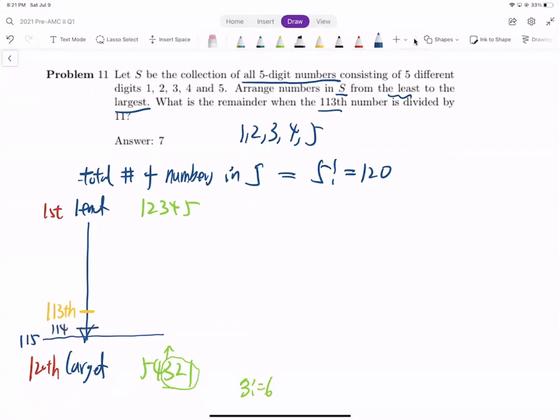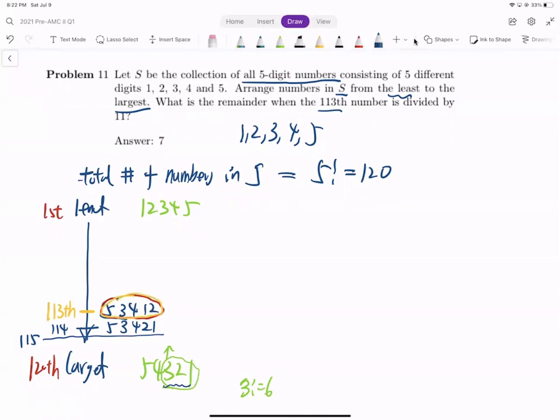So 114 is after you finish shuffling these 3, you will see it's 5, 3, 4, 2, 1, and then the one before it will be 5, 3, 4, 1, 2. So that's the number. This is the number we are looking for.